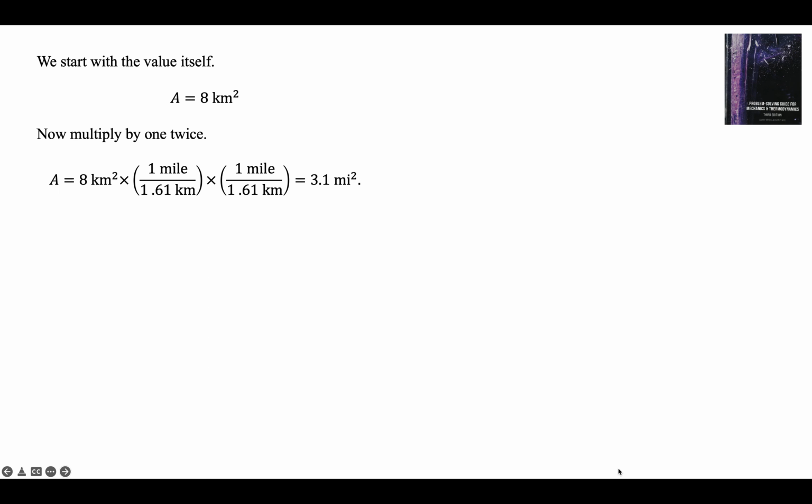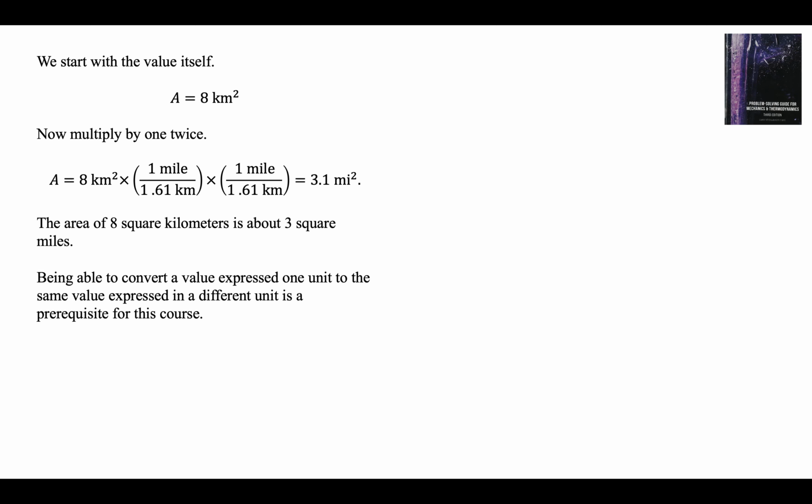As usual, we start with the value itself. Here the value is 8 square kilometers. We want to convert the units of this area to square miles. We just multiply by 1 twice. 1 mile is 1.61 kilometers. Those are lengths. If we do it twice, we get rid of both kilometer units. This is kilometer squared in the top, kilometer squared in the bottom. And we take the calculator, go 8 divided by 1.61 divided by 1.61, and we get about 3. So 8 square kilometers is about 3 square miles, not 5 square miles.